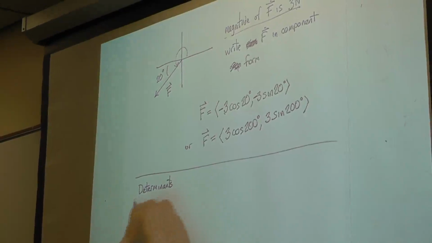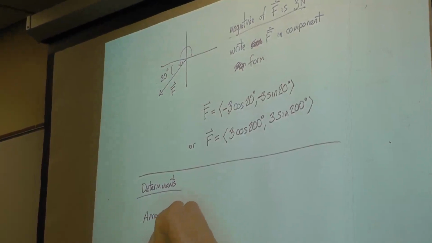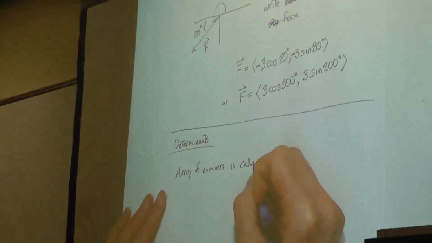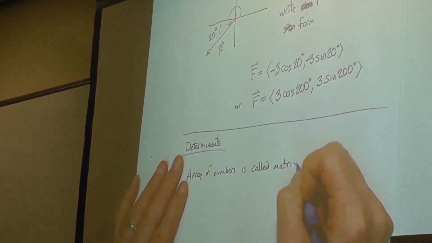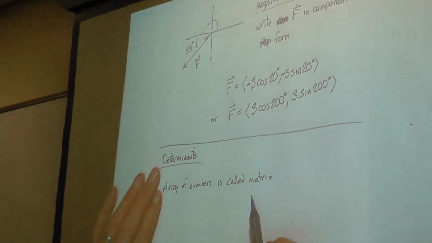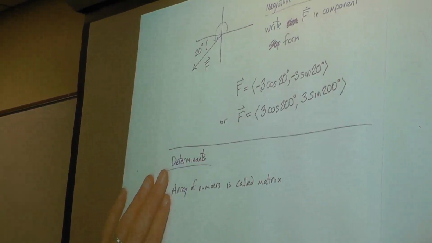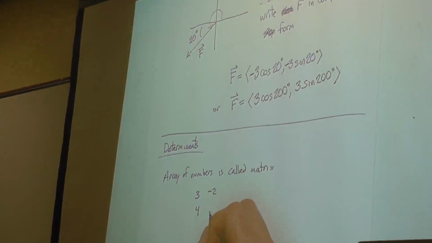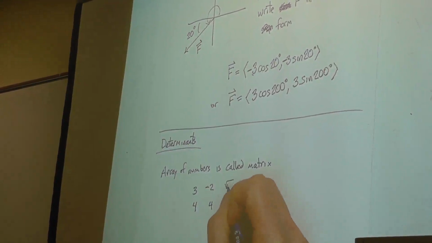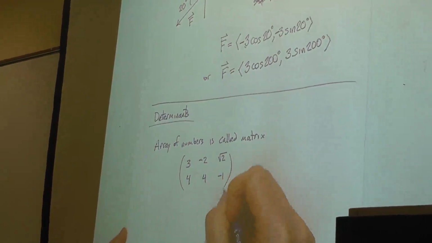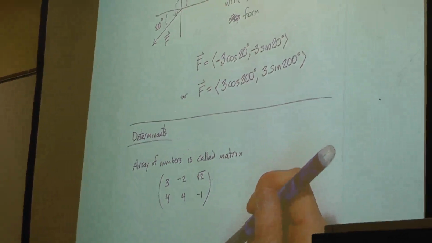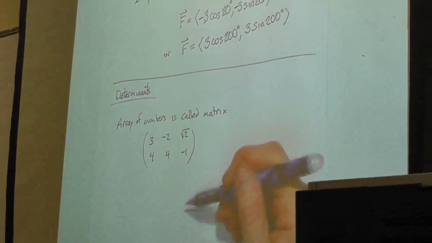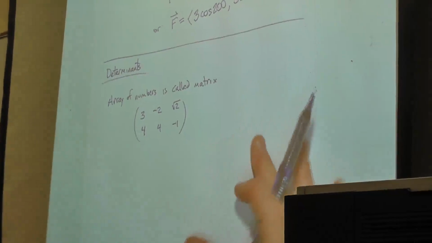So, first of all, an array of numbers is called a matrix. And all you need to do is to be able to compute some determinants. I'm not going to be testing you over this, but I am going to give you the vocabulary so I can talk about it. So, if you have an array of numbers listed in row and column form, that's called a matrix. Computers eat these things up. It's a nice organized way to put information in.